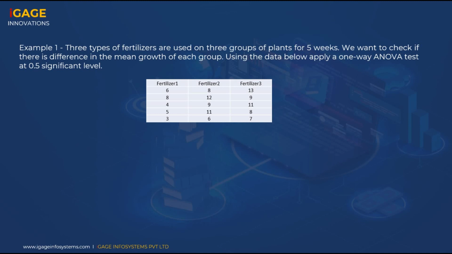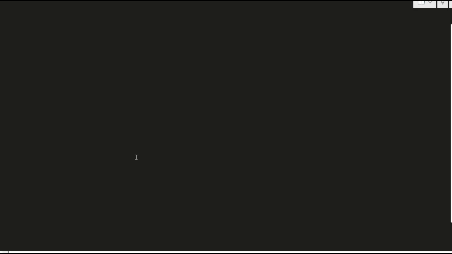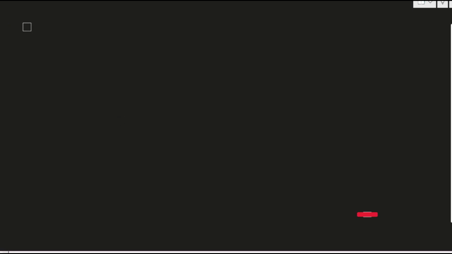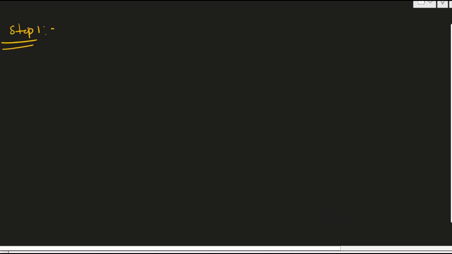Now you can see that we have three different fertilizers: fertilizer one, fertilizer two, and fertilizer three. So basically, when we have to apply hypothesis testing, step one is the formulation of hypothesis.